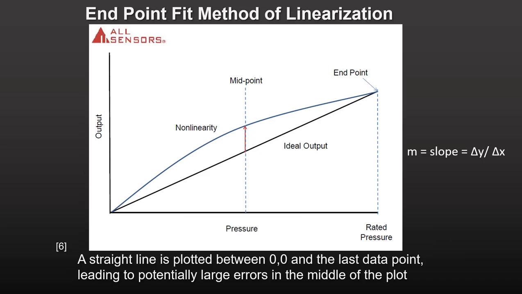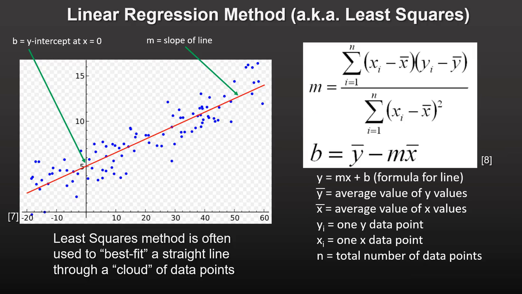The endpoint fit method of linearization is simple. You approximate the nonlinear curve with a straight line fit through the two endpoints of that curve. The problem with this method is that the error at the midpoint of the line is large. So the statisticians of the world looked around for a mathematical method that could minimize the worst-case error at every point in the curve. Linear regression, otherwise known as the least squares method, is a statistical means of determining the best fit of a straight line through a series of points.